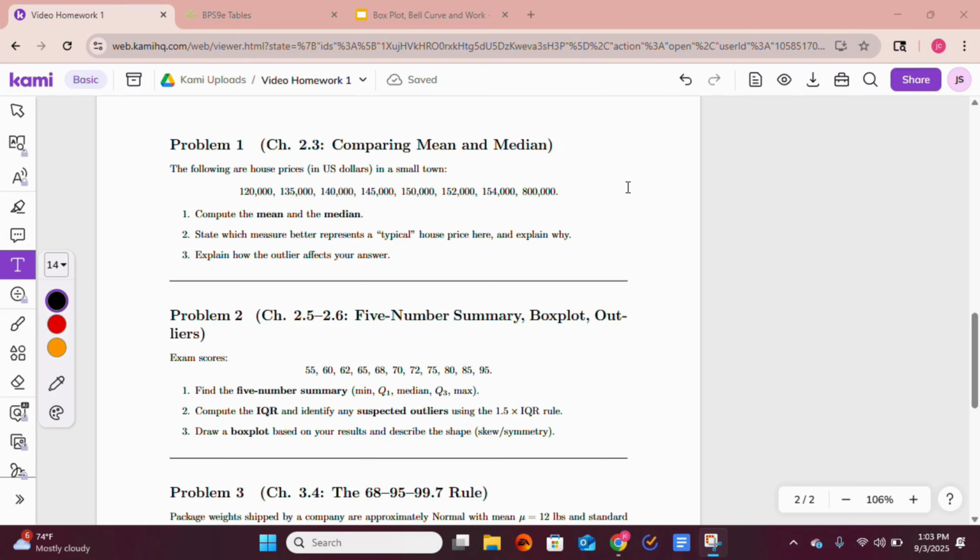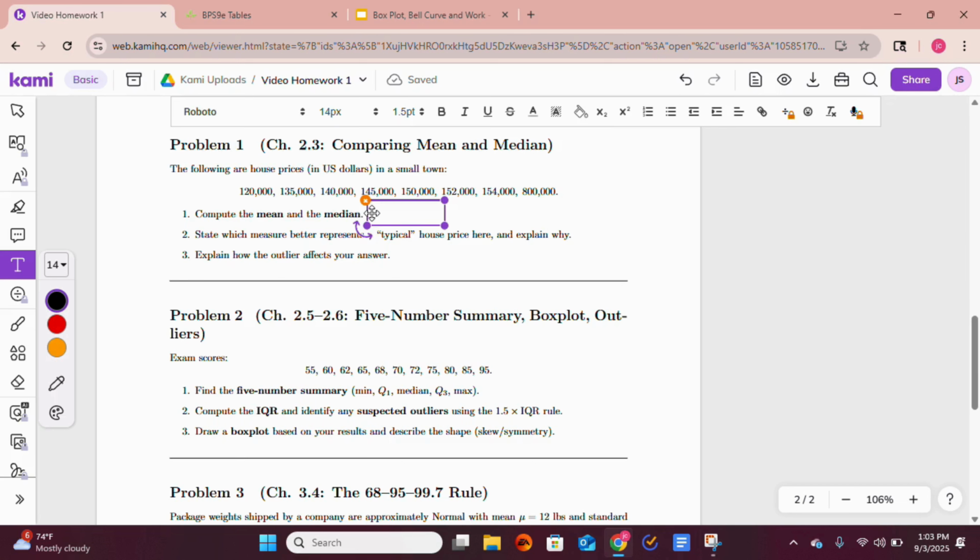And then we divide the sum by the total number of terms in the data set. So all you have to do is count how many numbers there are in the data set, and that is how many terms. So then we take that number, divide 1,796,000 by it, and we get our mean, which is 224,500.